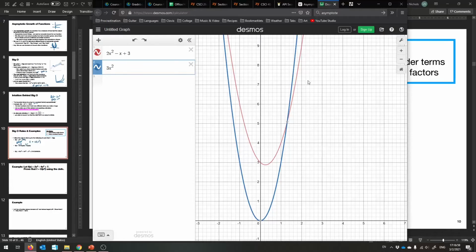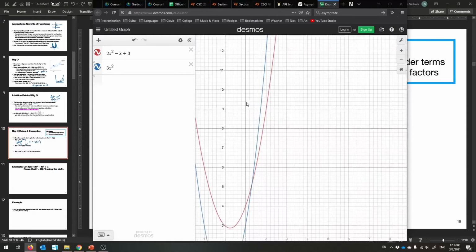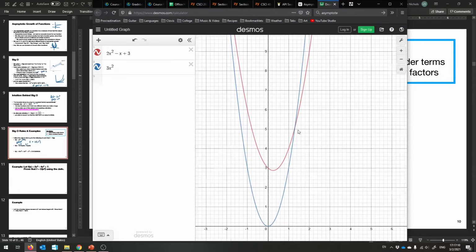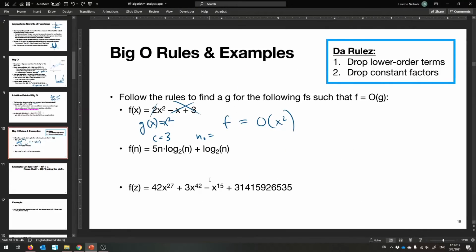So it looks like this is where they meet. The blue one's the one we care about. We want it to be bigger. And it looks like it's always going to be bigger. Like it's way up there. A huge gap for every x value. It's always bigger right after here, wherever this is, at x equals 1.303. So let's make n naught 2, just for good measure. Then it's always the case that our values of 3x squared are bigger than this one.